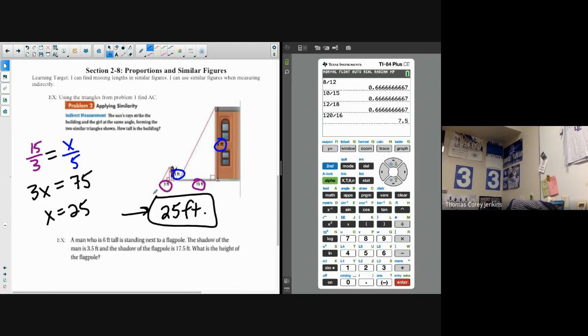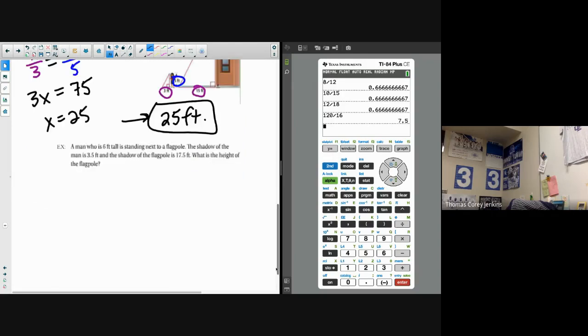And then just context, right? Does my answer make sense? You know, the woman is taller than her shadow, so our number should be bigger than 15, and it is. And at the end of the day, 5 over 3 is the same fraction as 25 over 15. Lots of ways to check.